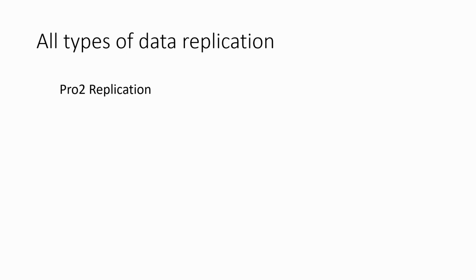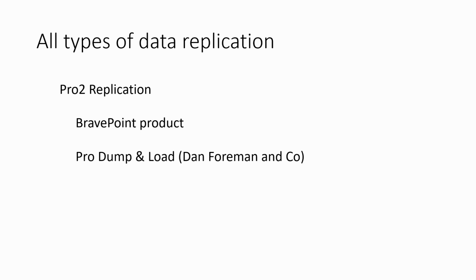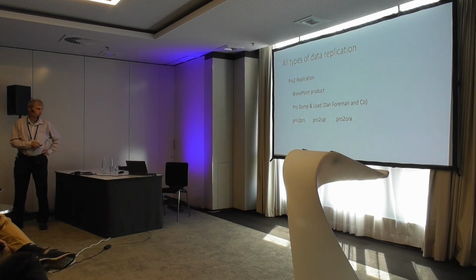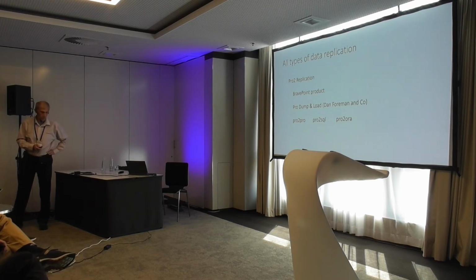Okay, now let's talk a little bit about Pro2 replication. Basically, it came from Breakpoint, and it was originally called Pro Dump and Load. Dan Foreman created this tool, but later it became a Progress product, and it has three flavors: Pro2 SQL, Pro2 Oracle, and Pro2 Pro. Obviously, the first is used for SQL Server, the second for Oracle, and the third you may use to replicate Progress to Progress. And you can use that flavor for dump and load, by the way.